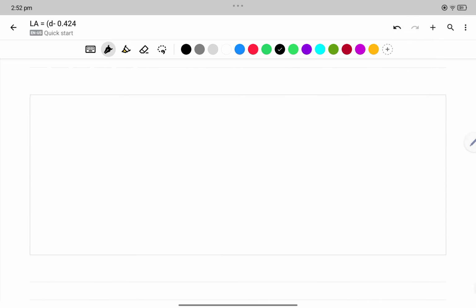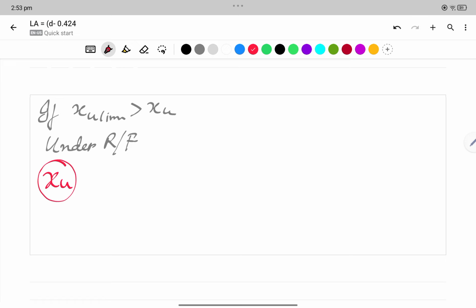Another thing is left. What we will see is that if XU limiting is greater than XU, then it is an under reinforced section. Under reinforced section means the neutral axis you are providing is less than the limiting value, so it's okay. In that case, we will use XU in all the calculation.